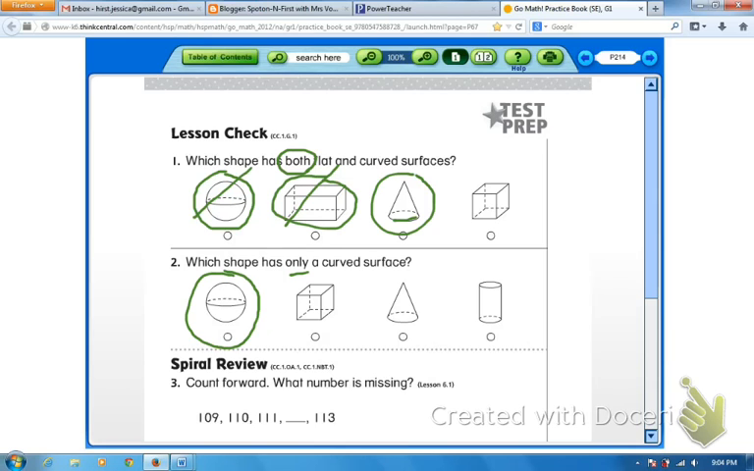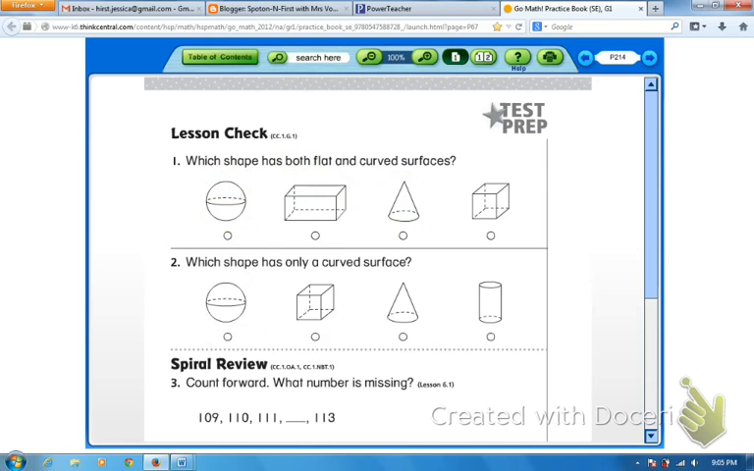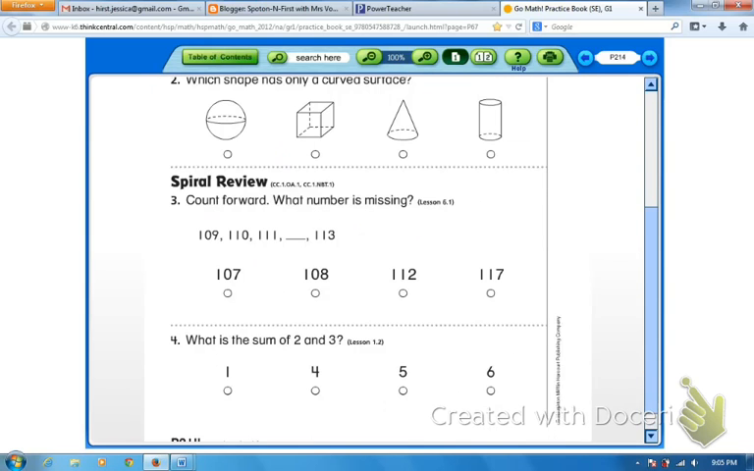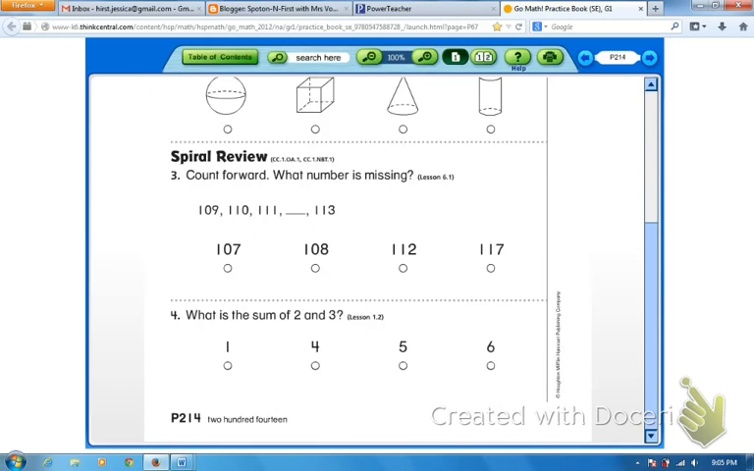At the bottom of the homework, on the spiral review, number 3 is going back to chapter 6. They are just filling in the missing number, 112. And number 4 says, what is the sum of 2 plus 3? Once again, the word sum means your answer for addition. So 2 plus 3 is 5.